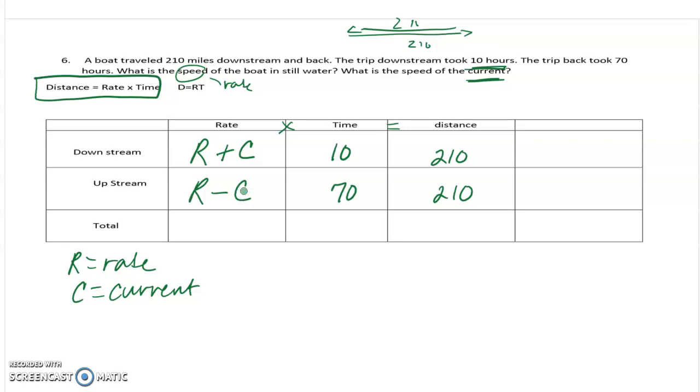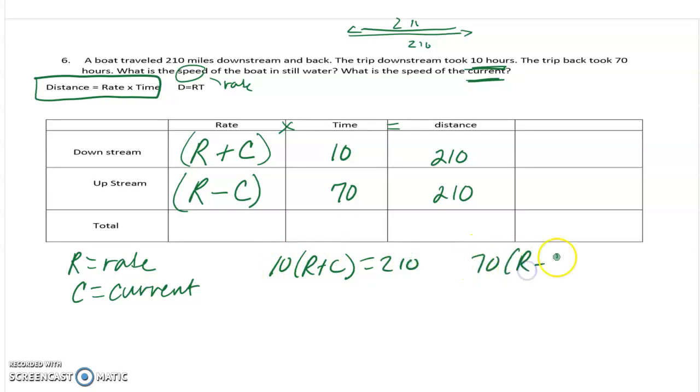So now I have my two equations. R plus C, we can look at it like that, times 10 equals 210. R minus C times 70 equals 210. So I have 10 times (R plus C) equals 210. And I have 70 times (R minus C) equals 210.